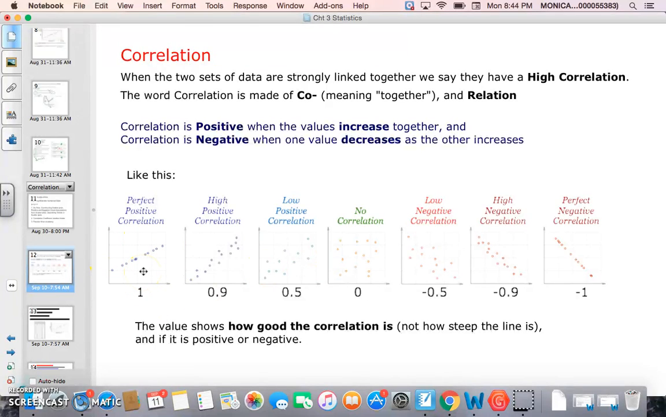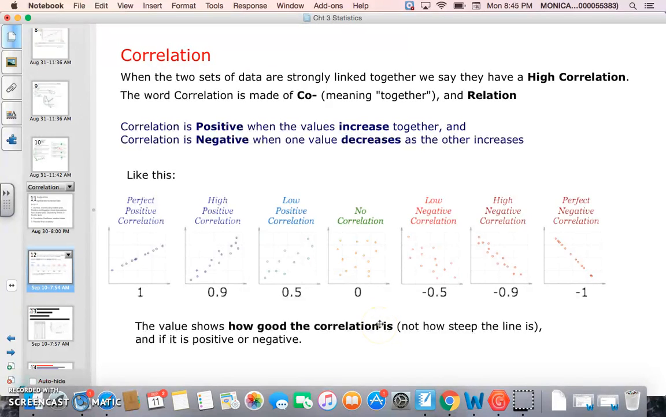And so these numerical values actually show how good the correlation is, not how steep the line is. Obviously, how steep the line is is your slope. And so they also tell you whether the relationship is positive or negative.